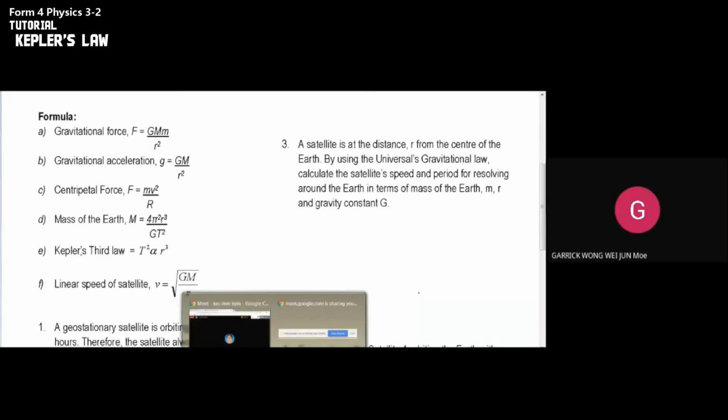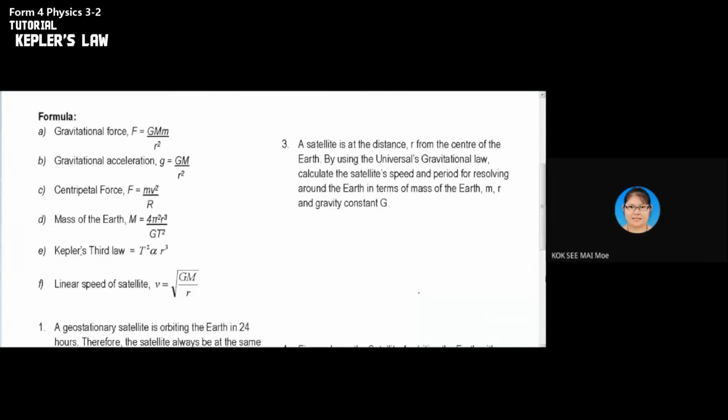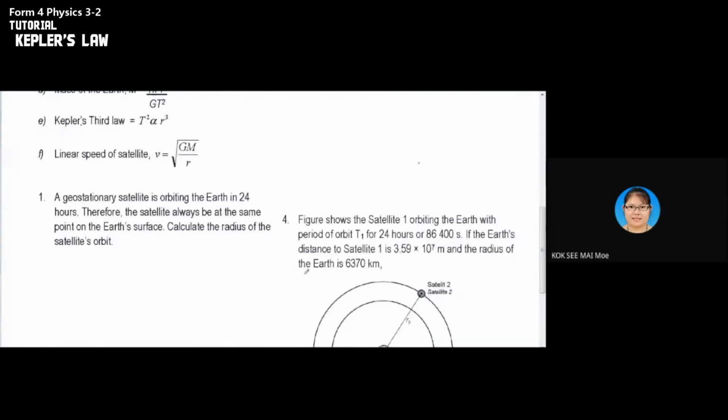Can see. Okay, so now we start with tutorial 3.2, Kepler's law. Let's see question 1. We see the question first, then go to the explanation. First, they say stationary satellite.